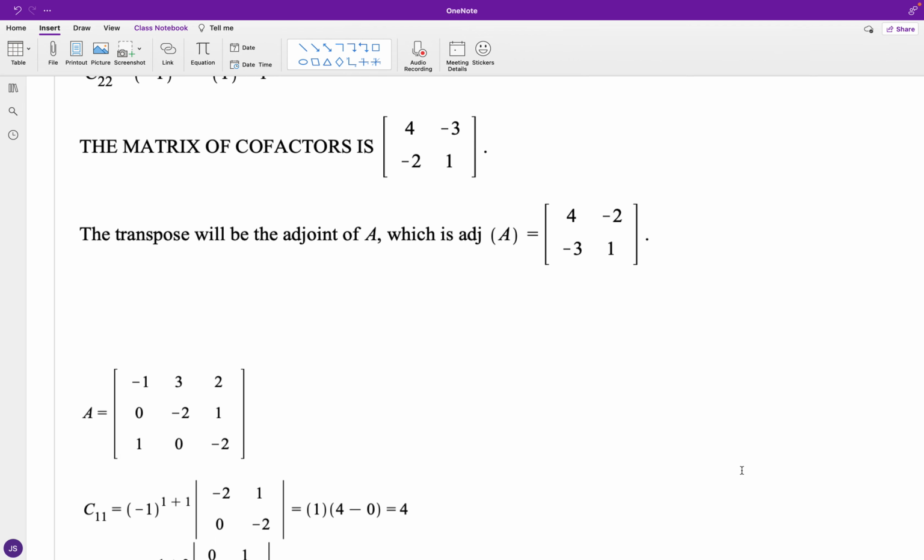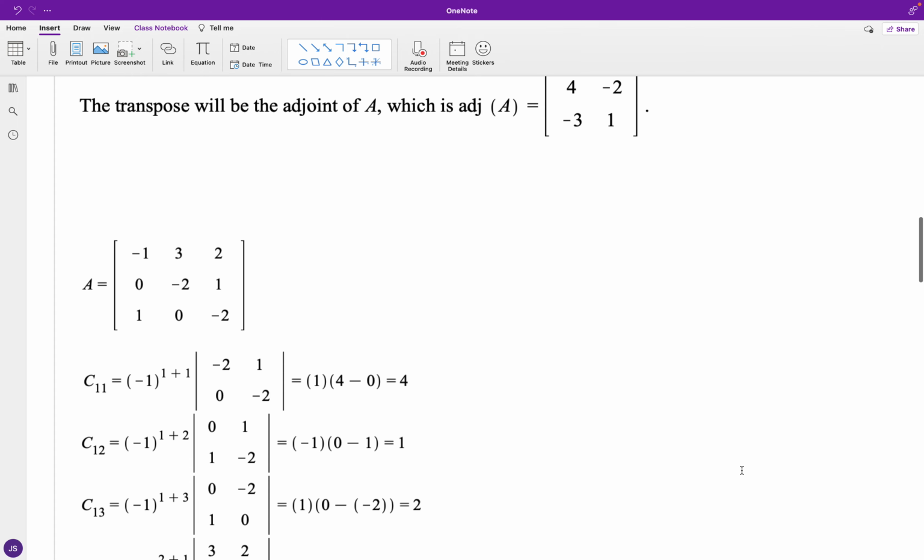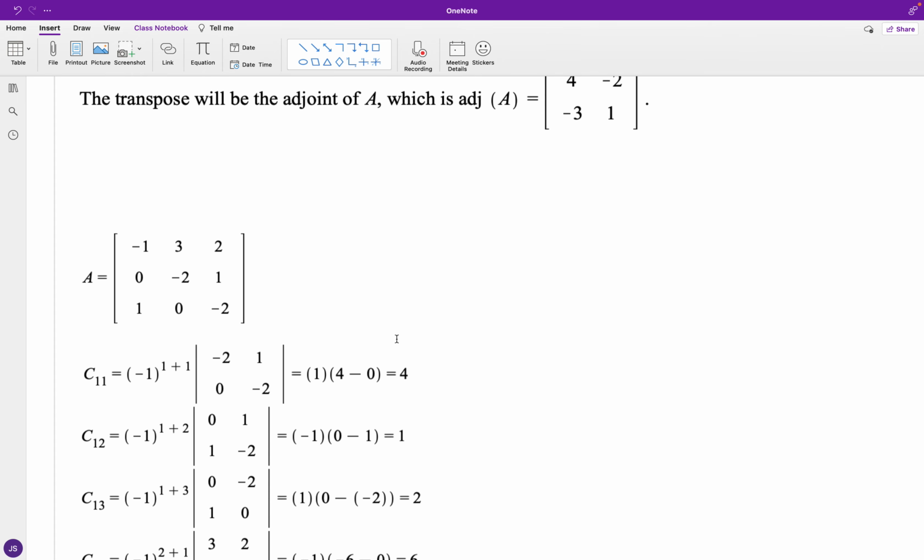Now, looking at the cofactors, for the first row, first column, you have -1 to the 1 plus 1 times the determinant. If you cover up the first row, first column elements, you have exposed -2, 1, 0, -2. So -1 squared is 1, and the determinant is 4. 1 times 4 comes out to 4.